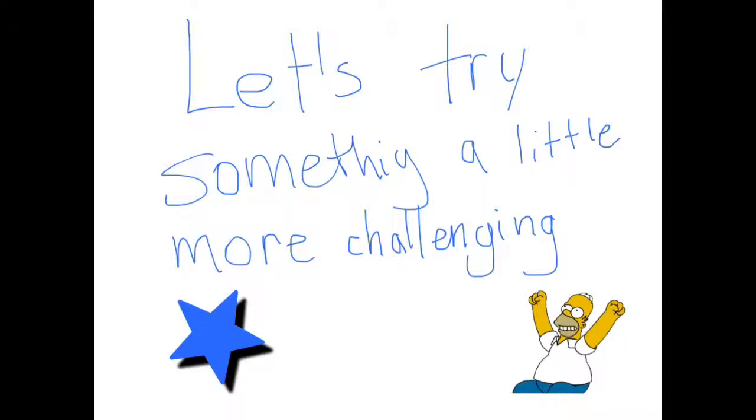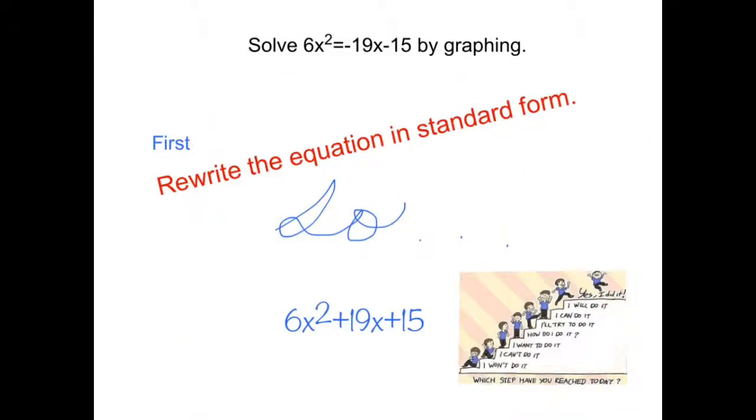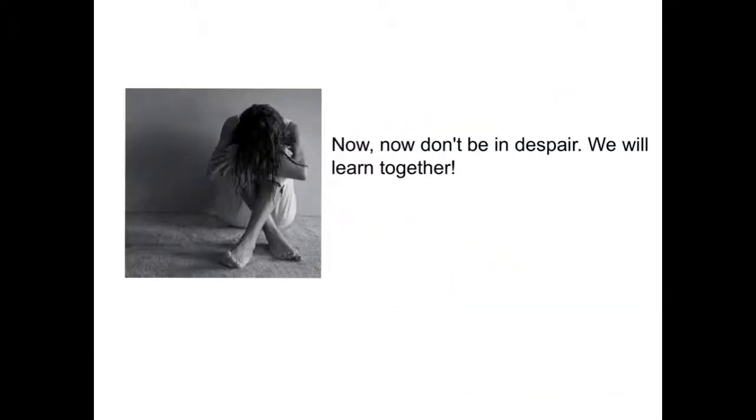Now that you've got that down, let's try something a little more challenging. Solve 6x squared equals negative 19x minus 15 by graphing. Our first step is to rewrite the equation in standard form. Make sure that in standard form, the degrees of the terms go from greatest to least. So, in standard form, it would be 6x squared plus 19x plus 15. Now, don't despair. We will learn it together, and it's much easier than it looks.